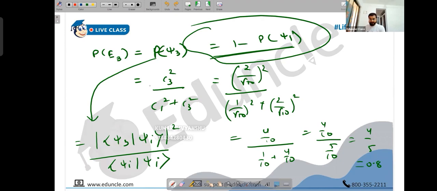Let me write it again if you want: we can use this trick for orthonormal cases, because in the denominator you are assuming that psi 1 will only multiply with psi 1 and you'll have C1 square. Psi 2 will only multiply with psi 2 and you'll have C2 square. You are assuming that. So it's valid only for orthonormal cases.